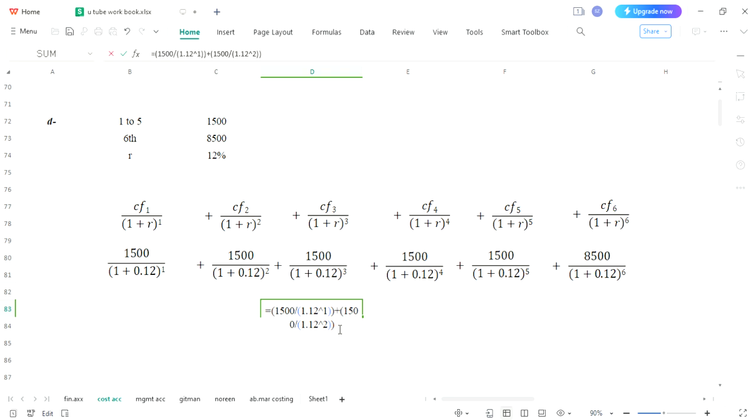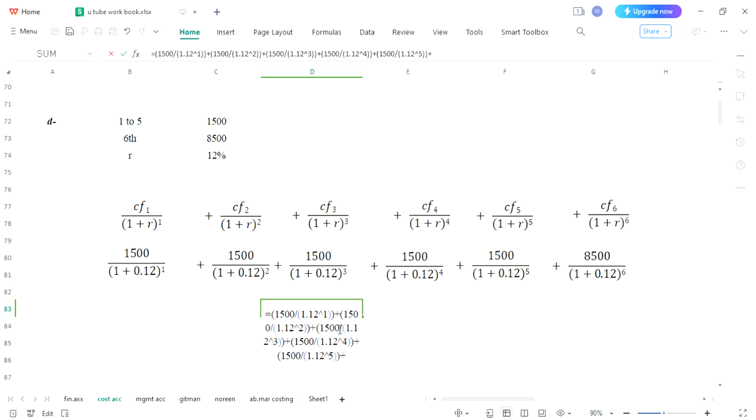Then again add and put the next value. The only thing which you will alter is this 3. Next, the only thing you will change would be 4, and again put the next value and write it down as 5.